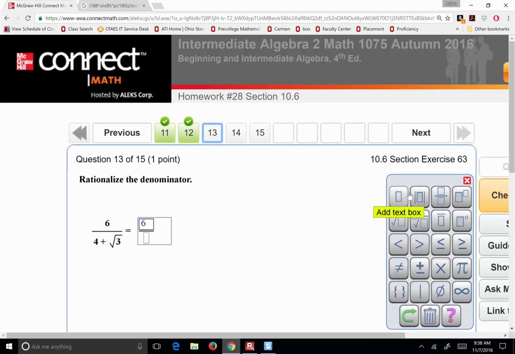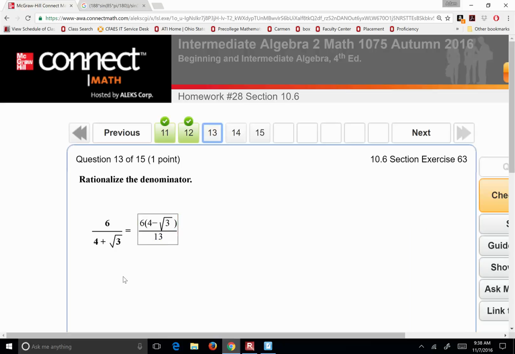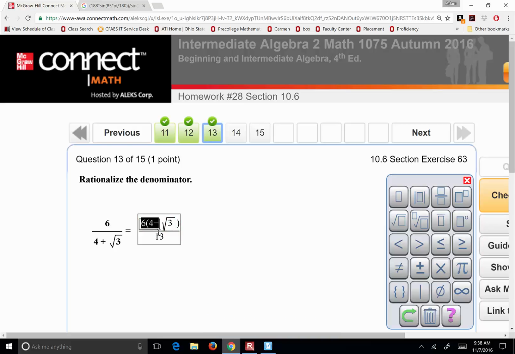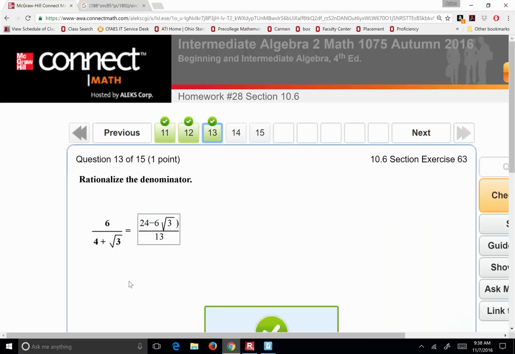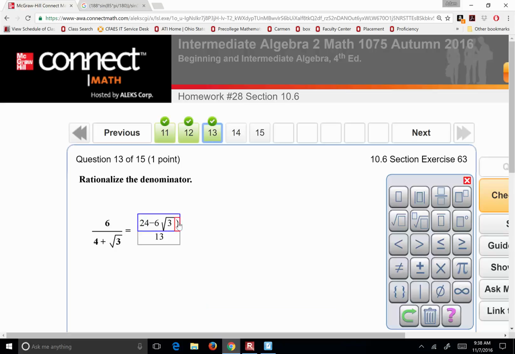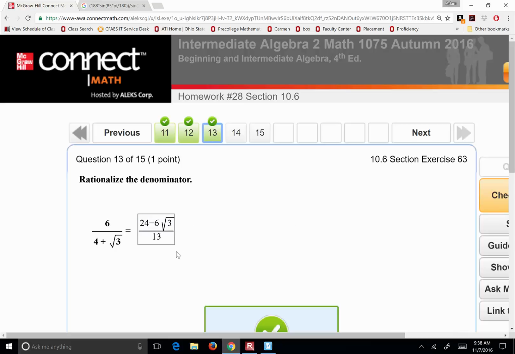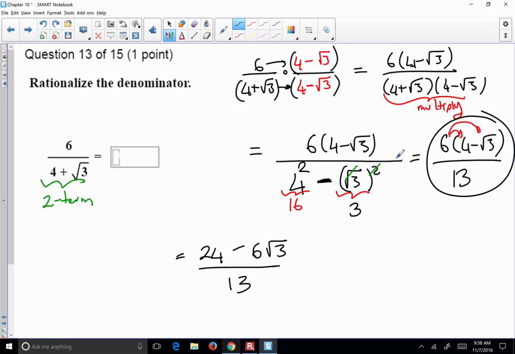I want to try the first one first. Make sure it's doable. This is the original format, and then I distribute it. See if it's going to like it. Yeah, it liked this one too. But again, you can distribute this and make this 24 take away 6 root 3. And it still likes it, even though I have a parentheses. Either answer is acceptable, okay? This or this.